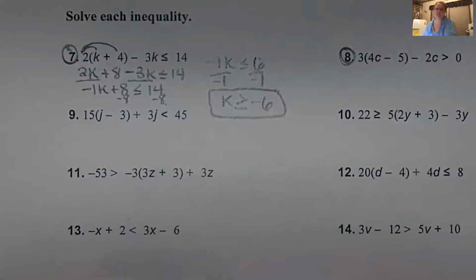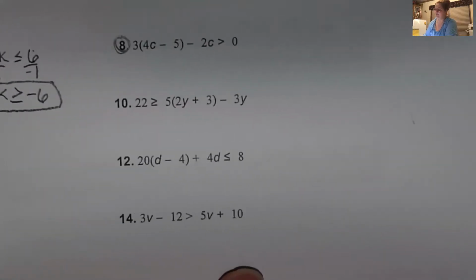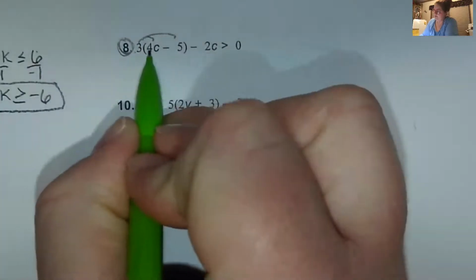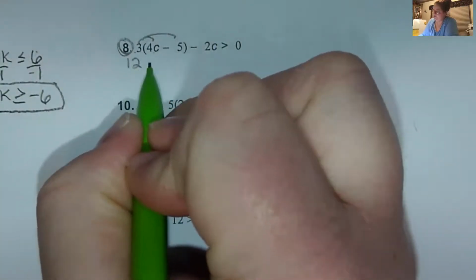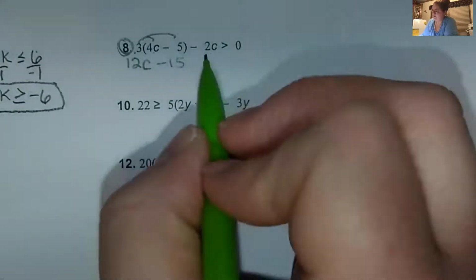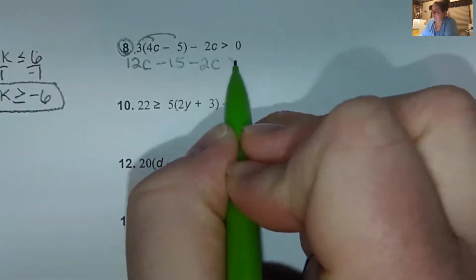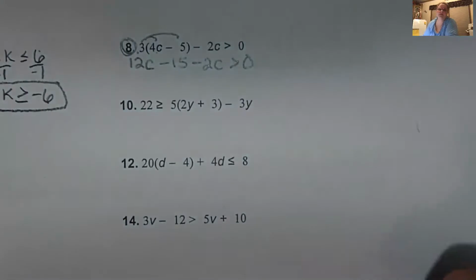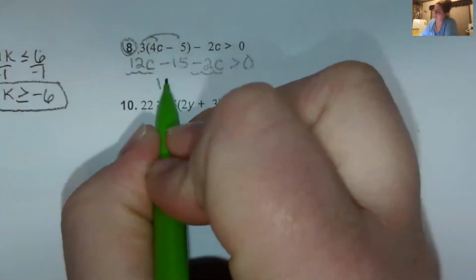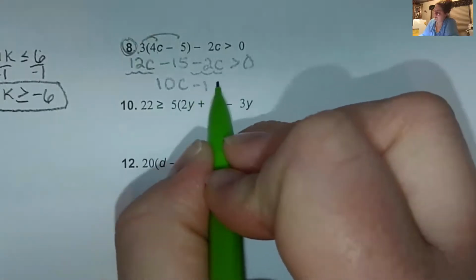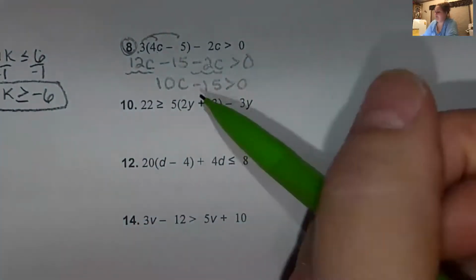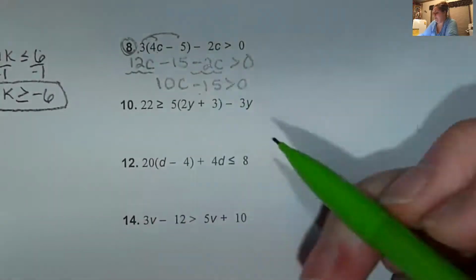Okay, let's try number 8. Distribute that 3 through. 3 times 4c is going to get me 12c. 3 times negative 5 is going to get me negative 15 minus 2c greater than 0. Okay, I see 12c minus 2c. Well, that gets me 10c minus 15 greater than 0.